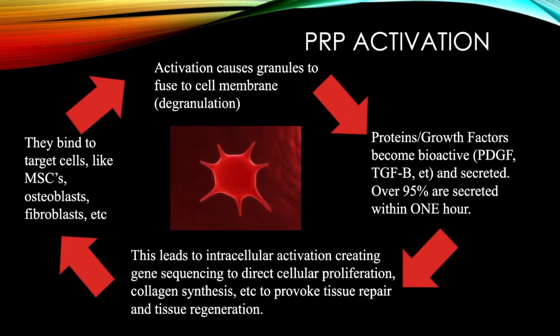Activating PRP is a fairly complicated process, but we'll start at the top. The activation causes granules in the platelet to fuse to the cell membrane. That's called degranulation. Then it activates the proteins and growth factors, which get secreted, and most of this takes place within 1 hour. It's not a lengthy delay. This leads to intracellular activation in the recipient, which creates some gene sequencing, which does all the things we love about PRP, directing cellular proliferation, collagen synthesis, etc., which provokes tissue repair and regeneration.